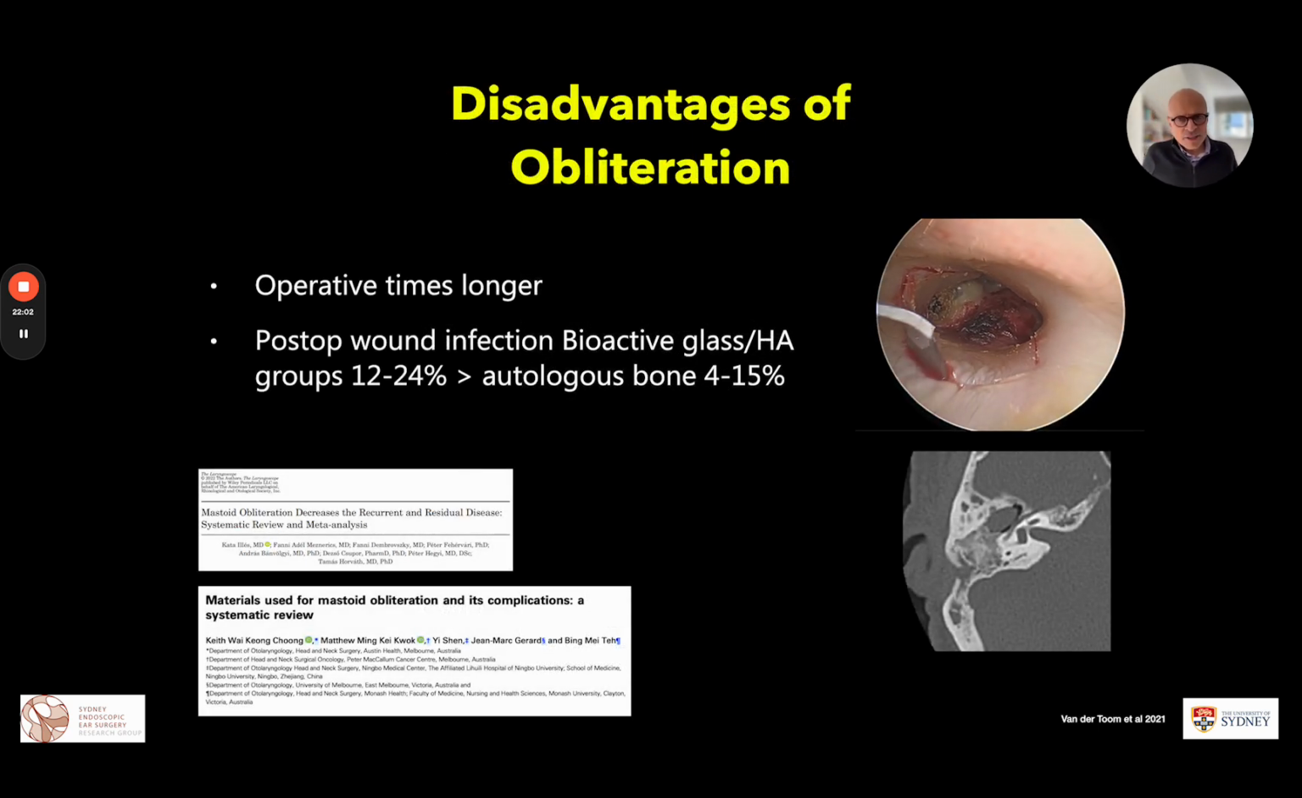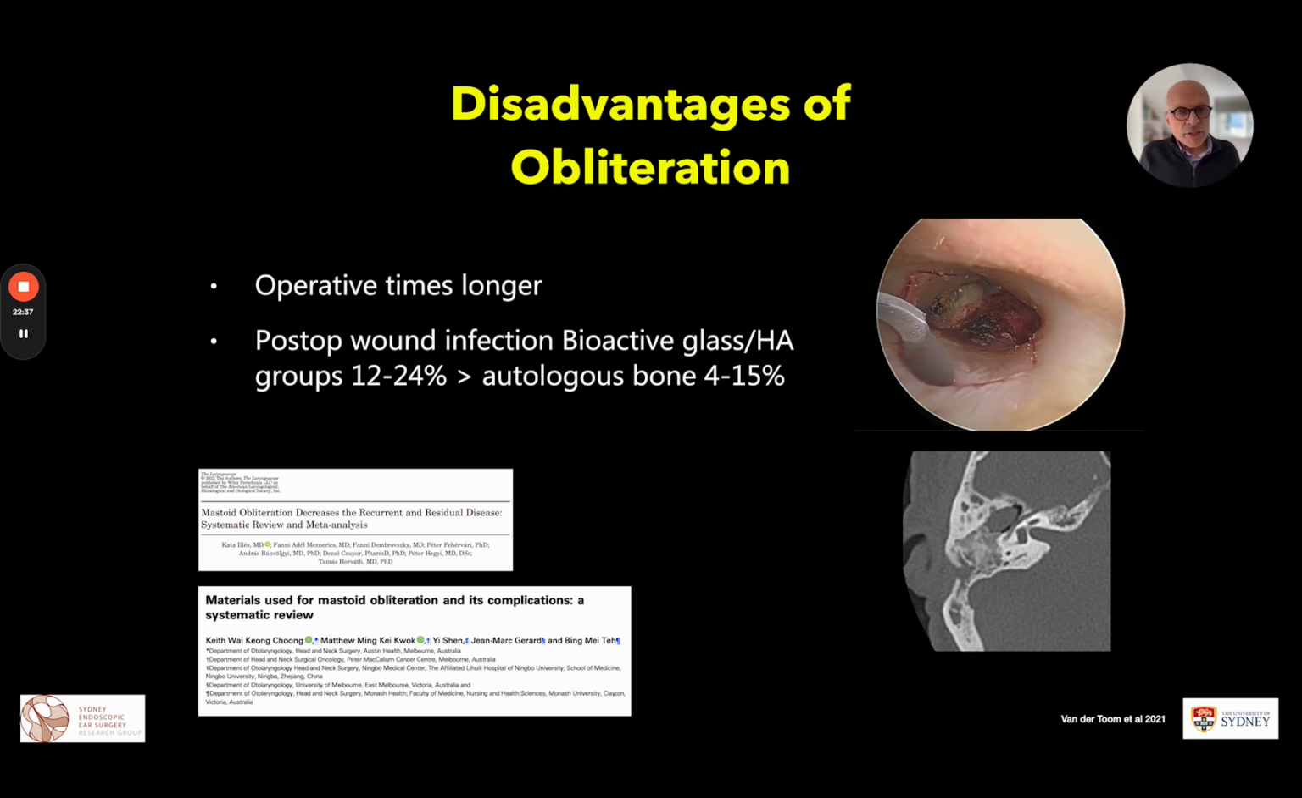There are disadvantages to obliteration, and one of them is the operative times are longer. And in fact, wound infections tend to occur a lot more than in endoscopic cases or in other cases. And it tends to be higher in the use, as expected, of artificial material compared to autologous material. So here, another study from Australia looking at the materials used for obliteration and complications. They found that artificial material complication rates varied from 12 to 24%, with autologous materials lower at 4 to 15%, and this reached statistical significance.